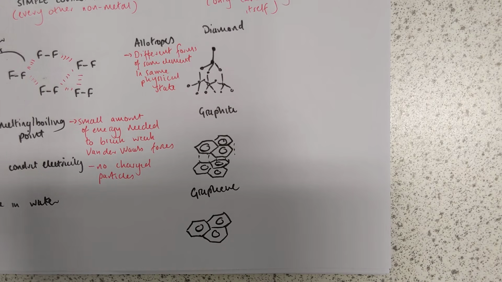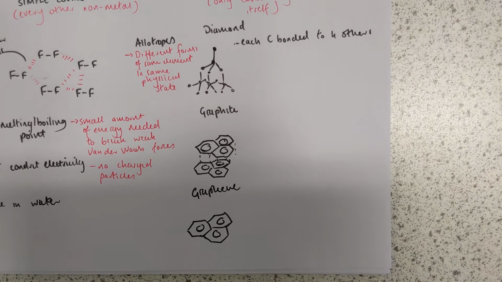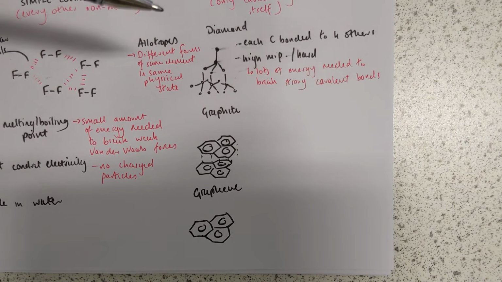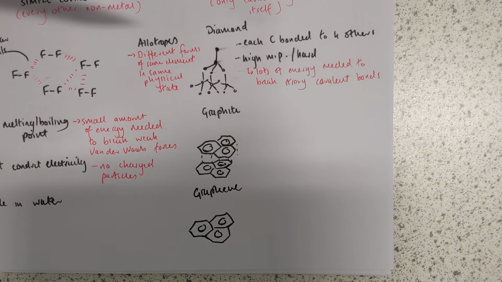So for diamond, the way we describe the structure is that each carbon is bonded to 4 others. That means that there's a lot of covalent bonds in the structure. That makes diamond a very high melting point because you need a lot of energy to break apart all those individual covalent bonds, and also makes it very hard, again because you've a lot of energy needed to break those bonds apart. With diamond there's no charged particles, so no free electrons or ions, so it doesn't conduct electricity. The final thing you know about diamond is what it's used for, which is for cutting tools because it is so hard.